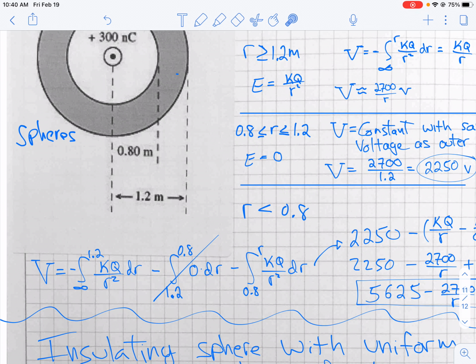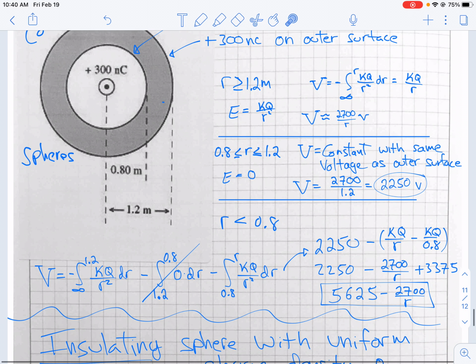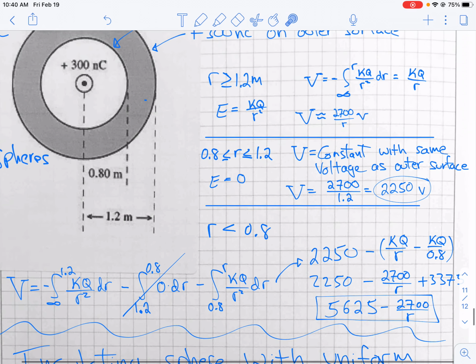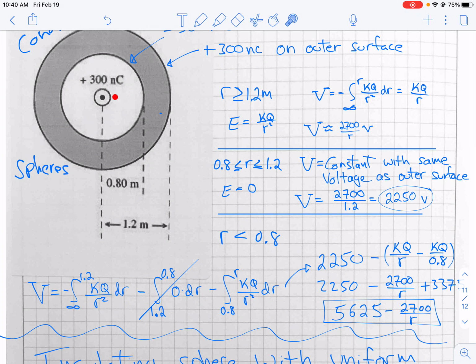There is no electric field inside this shell. And so from 1.2 down to 0.8, no electric field, no change in voltage, so that integral goes away. And then we add to that the integral from the stuff on the inside. You can see how that works out. We end up with 5625 minus 2700 over R, and that would be volts, and that would represent the voltage inside this shell here from the center out to 0.8 meters. If you try plugging in 0.8 to this, you get 2250, which is what we should, because we know that the inside surface should have the same voltage as the outside surface, which was 2250.